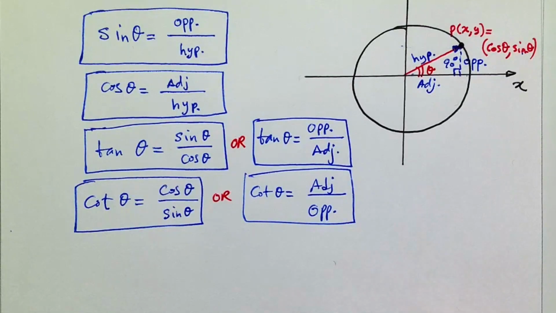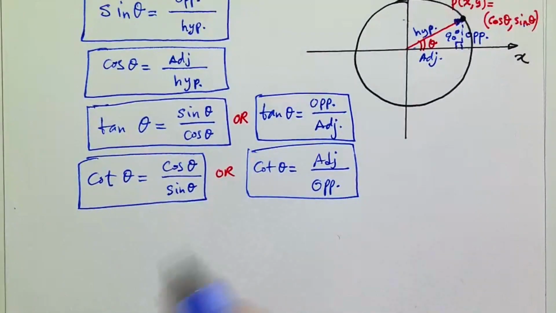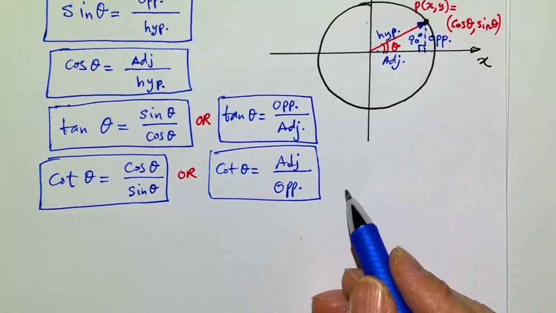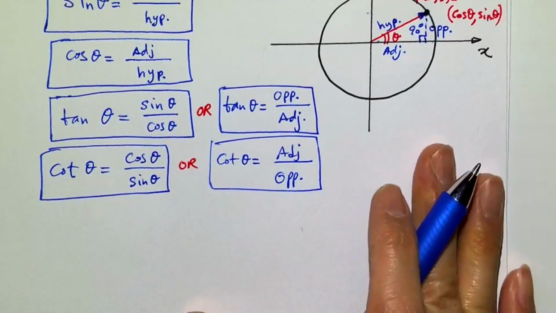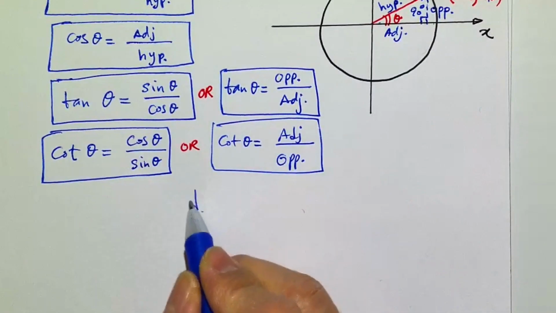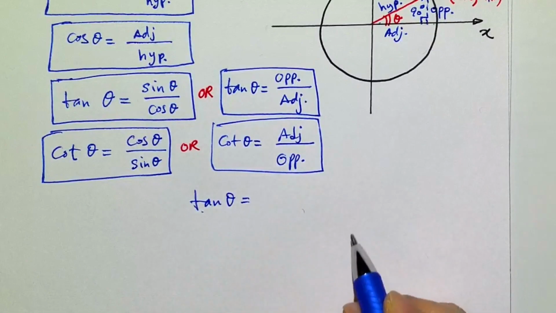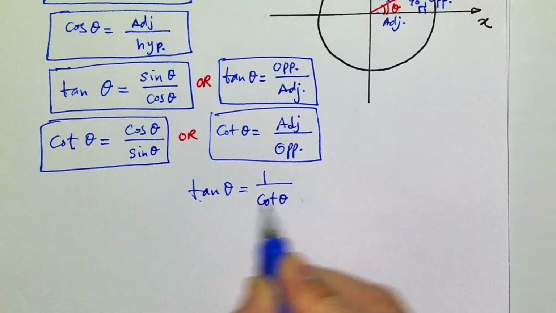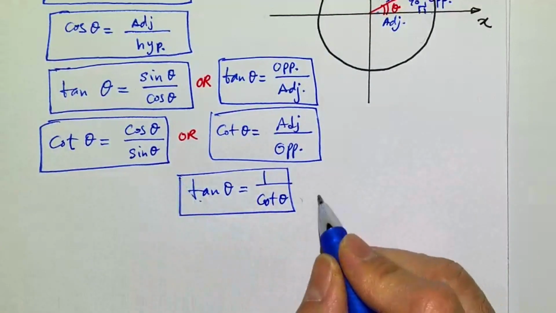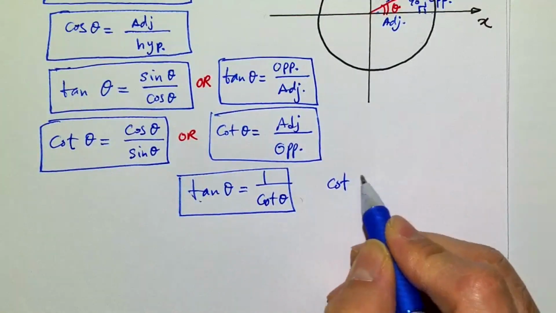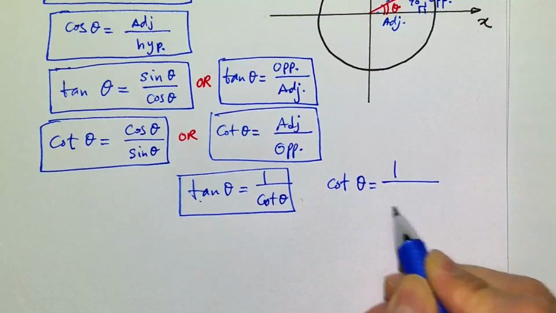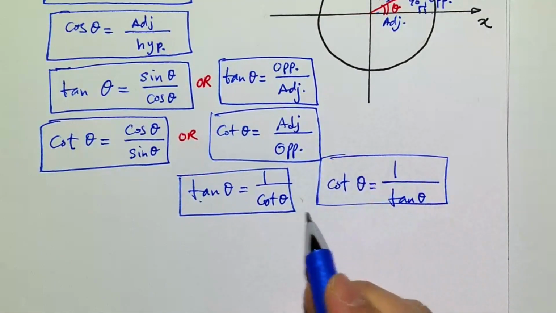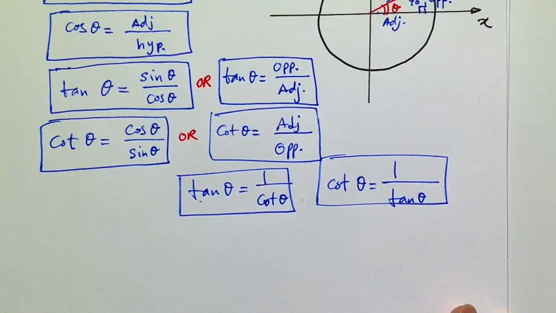Now the other thing about these, actually let me write that down so you have it in your notes. Let's start with tangent. Tangent function is the reciprocal of the cotangent function, and the cotangent function can be said to be the reciprocal of the tangent function. You know one, you know the other, right? Because they're reciprocals of each other.